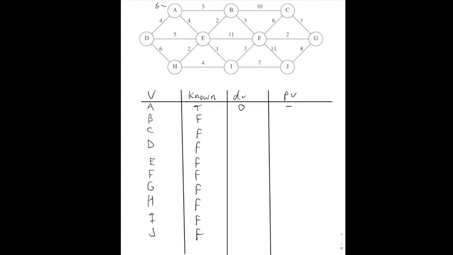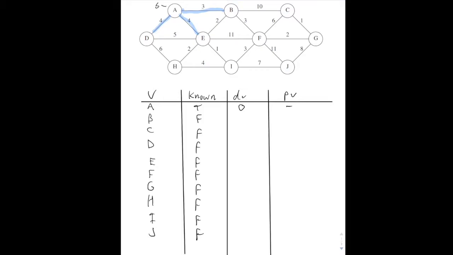So we're going to start at vertex A, and we can see from A that we can either go to B, to E, or to D. And we're going to update our table. First thing, we're going to mark A as known, as you can see I have on my table already. The distance to A is 0 because we started there, and there was no previous vertex. We didn't come from anywhere. We started at A, so that's just going to be left blank.